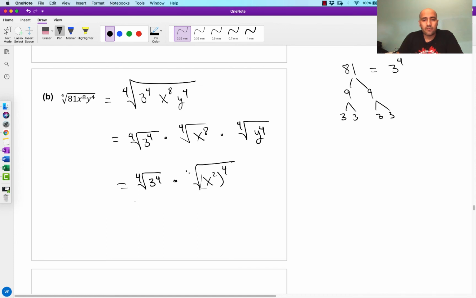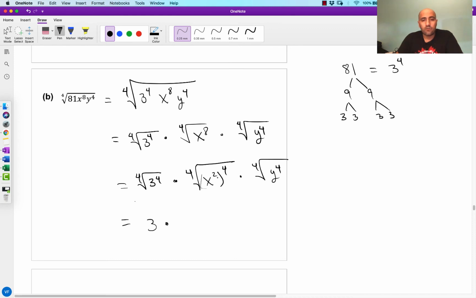And then this is the 4th root of that times the 4th root of y to the 4th. Okay, so because the index matches the exponent and they're even, right, 4, then here we just get this number. It's just going to be 3. 3 raised to the 4th power, that's going to be 81. And the 4th root of 81, well, that's just 3.